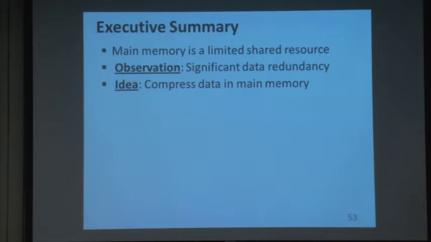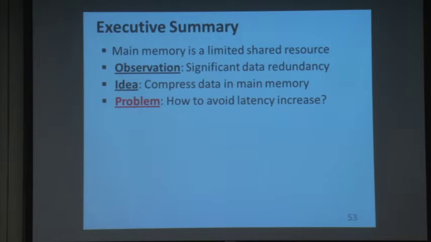Okay. So the summary is simple. We still want to reuse the same observation: there is redundancy in data. But now we want to apply it to a different level in the memory hierarchy, to the memory. So we want to get more capacity. Why do we talk about capacity? All these data centers care about capacity. They want to run as many applications as possible on a single cluster. Because if you don't fit into main memory, you go to the disk, which has three orders of magnitude higher latencies. You really screw up. So you want to fit as much as you can on the DIMM that you have.